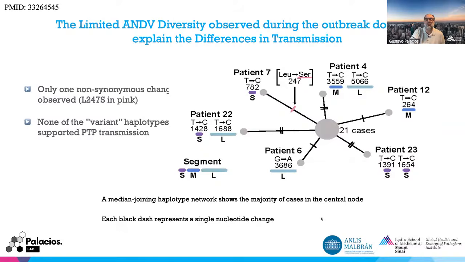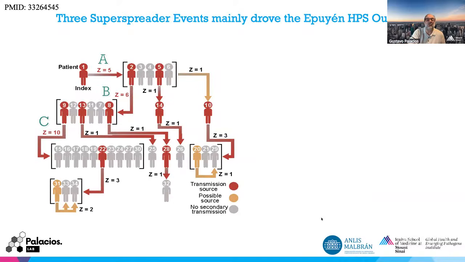There was only one non-synonymous change, in one of the branches that goes to patient 7 in the S segment. When we investigated the outbreak history along with the epidemiological information, we were able to reconstruct that there were 3 super spreader events that actually drove the outbreak.